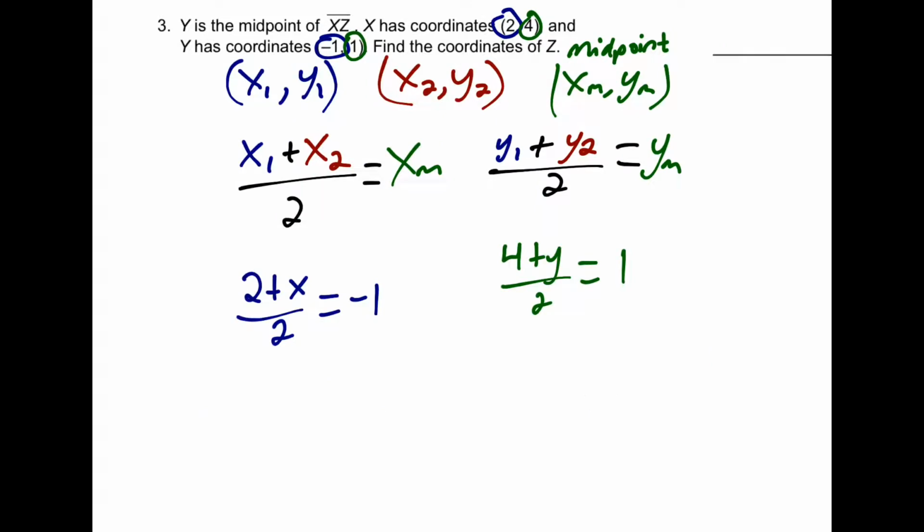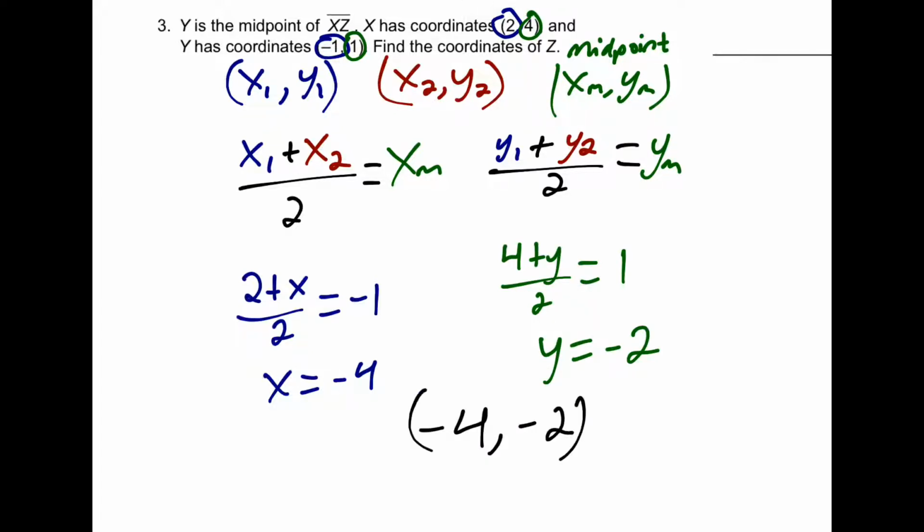Here's just a two-step equation. You double, you subtract, you get x is equal to negative 4. You double, you subtract, y is equal to negative 2. So my final coordinate I could write as negative 4, negative 2.